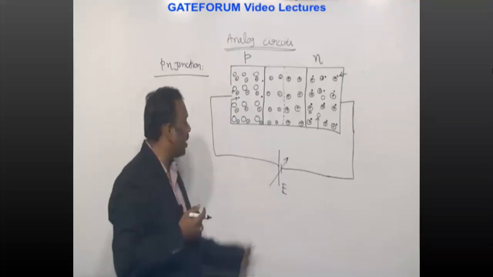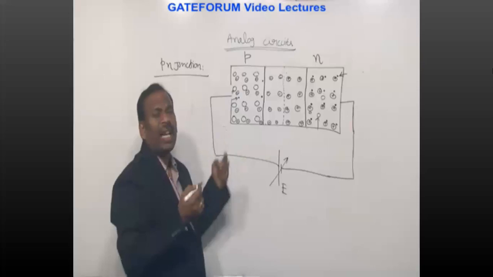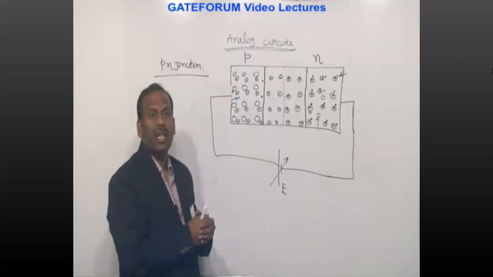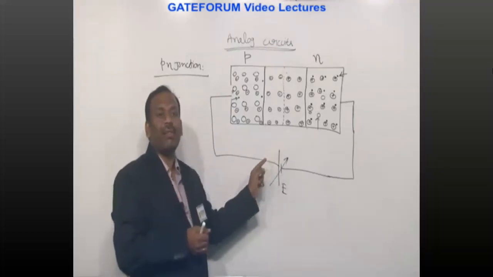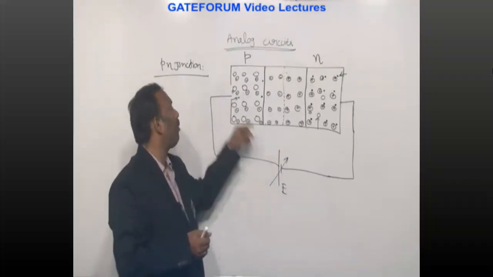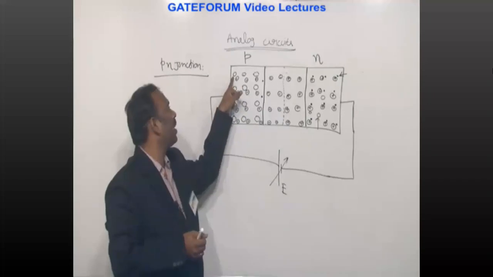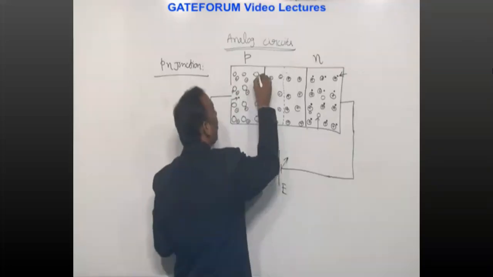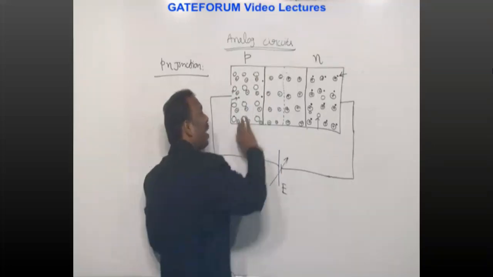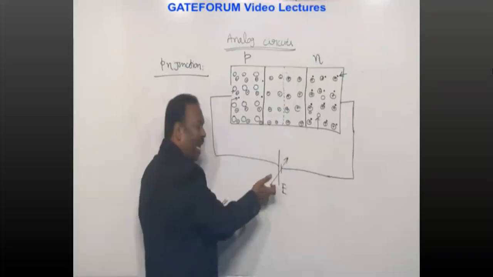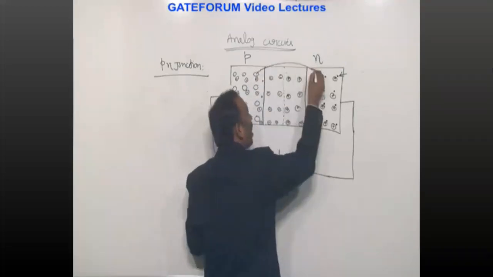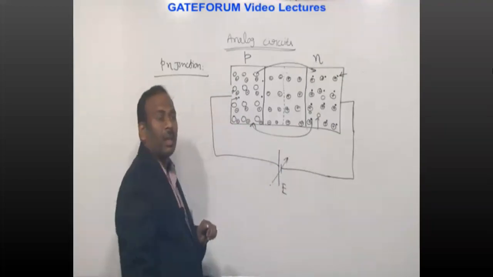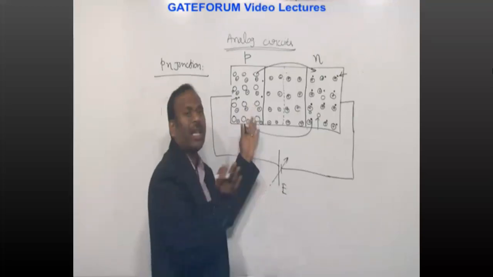From where are they acquiring the energy? From the external field. Holes have positive charge, and positive charges repel each other. As the electric field value increases, more repulsion force is experienced by these holes. More repulsion force means these holes will acquire sufficient energy to overcome the barrier, because we are giving energy. So this hole will cross the junction. Similarly, this electron will cross the junction.